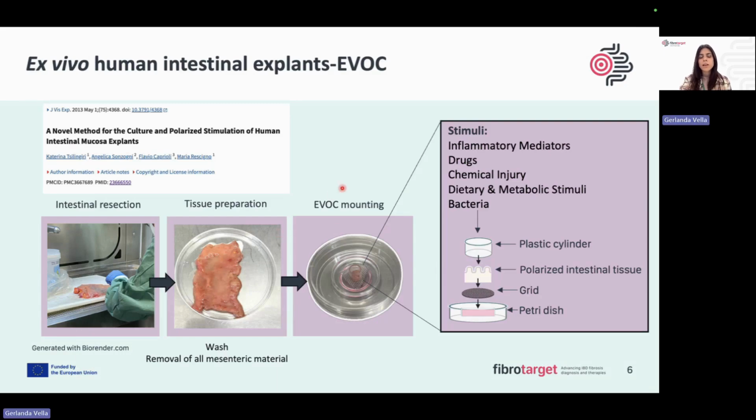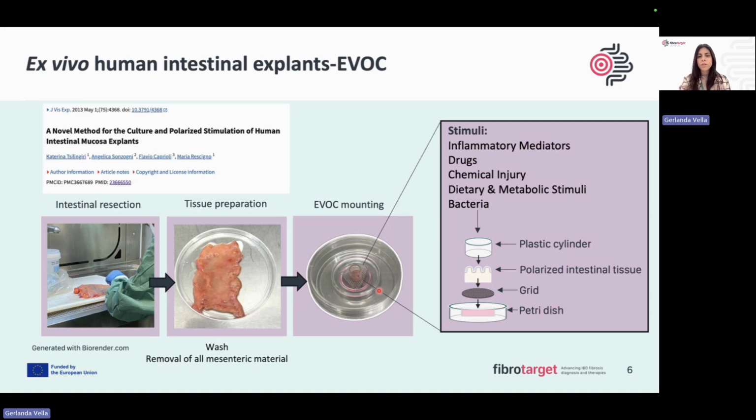The EVOC is a more complex system. It's a polarized system. The protocol for the culturing of EVOC, starting from human intestinal mucosa, has been published many years ago from the laboratory of Maria Rescigno. Similarly to the biopsy, the intestinal section is collected at the surgical room, and then in the laboratory, the tissue is prepared, and then it's ready to be used for the EVOC mounting.